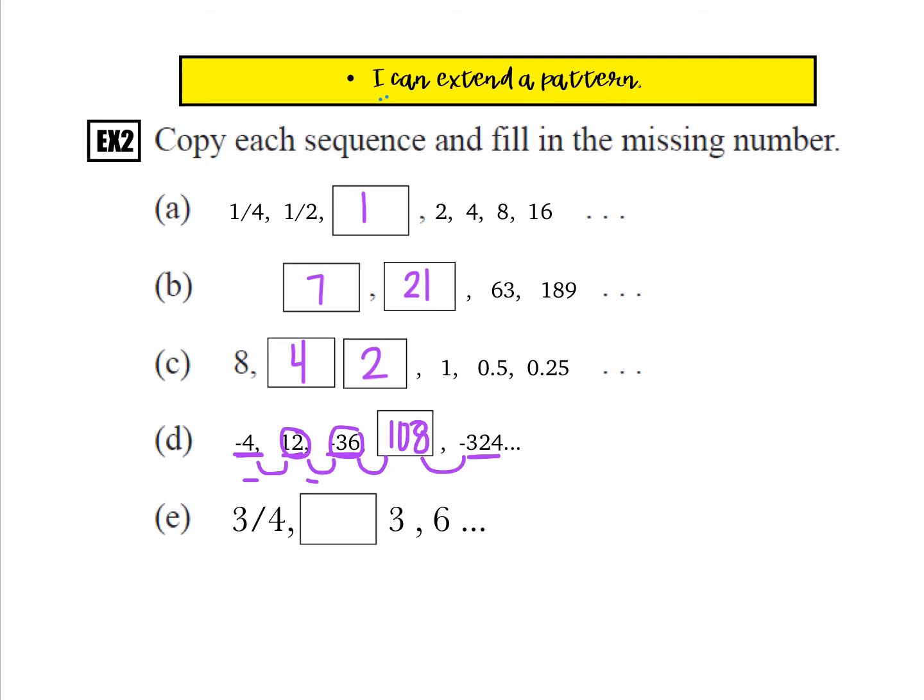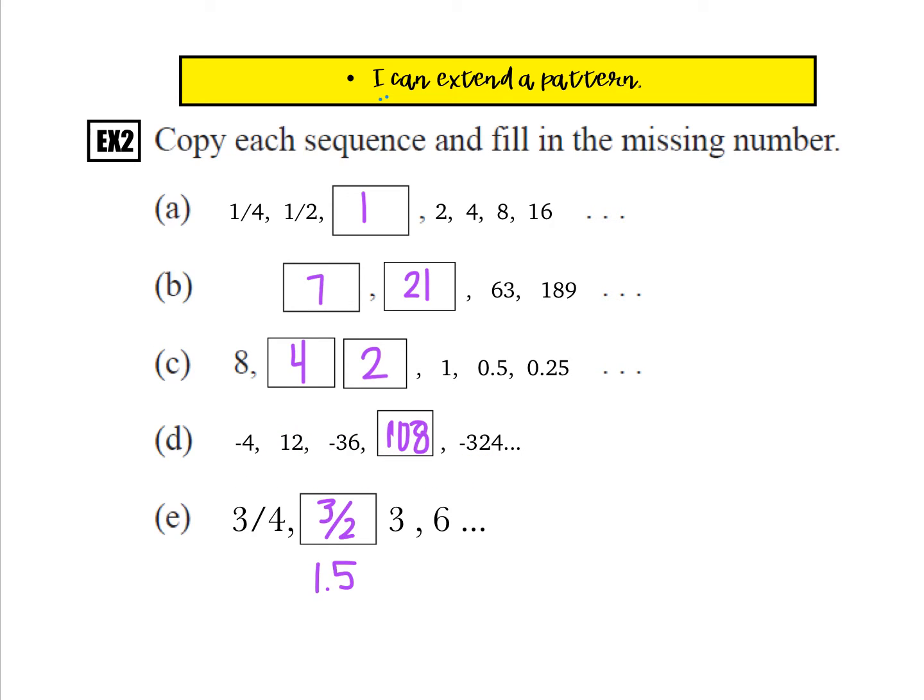So to get from negative 4 to 12, I would multiply by negative 3. 12 times negative 3 is negative 36. Negative 36 times negative 3 is 108, and 108 times negative 3 is negative 324. So every time I'm multiplying by a negative 3.